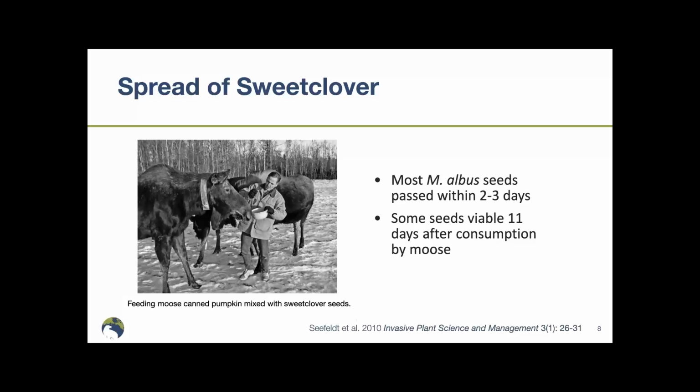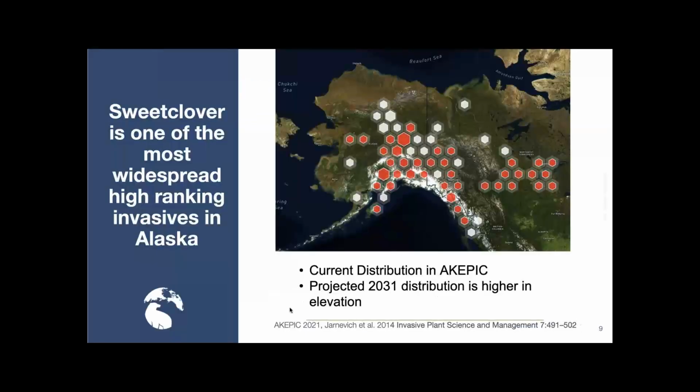Some seeds still remain viable, like almost all the seeds remain viable. They have a hard seed coat, and it was just perfect for making the seeds germinable, right? They can germinate really easy. Some stayed and remained viable 11 days after the moose had eaten it. And so that's a little bit scary. And if you want to read more about that study, Steve had a great paper that came out of that that documented the spread through moose.